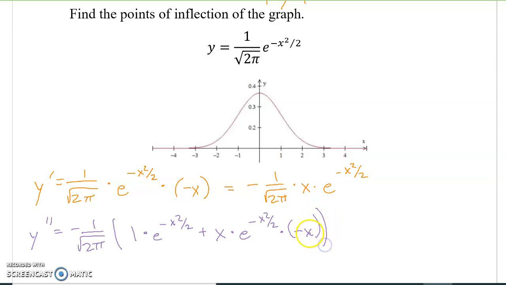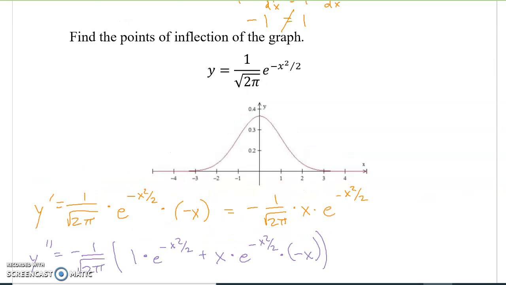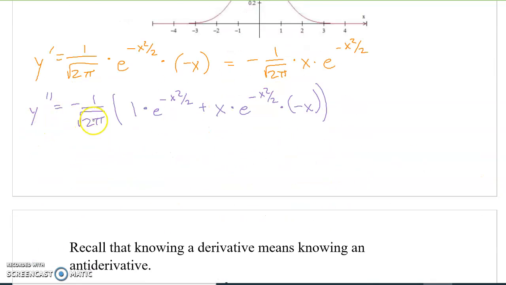All right, well, this looks a little scary, but let's see what we can do to simplify this a bit. We can definitely factor out that e to the negative x squared over 2, because that seems to never go away, right? It's just always there. And when we factor that out, we have just a 1 left in the first term, and x times negative x is left in the second term. So this is our second derivative, and we're interested in when this thing changes signs.